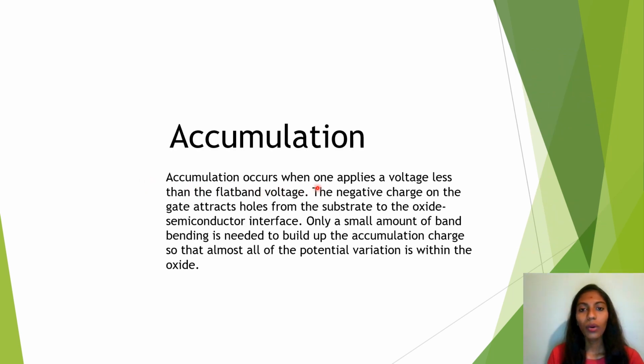Accumulation occurs when one applies a voltage less than the flat band voltage. The negative charge on the gate attracts holes from the substrate to the oxide semiconductor interface. Only a small amount of band bending is needed to build up the accumulation charge, so that almost all of the potential variation is within the oxide.